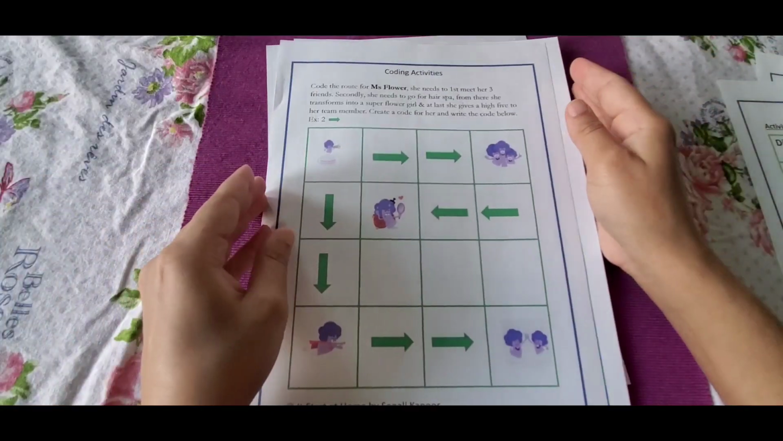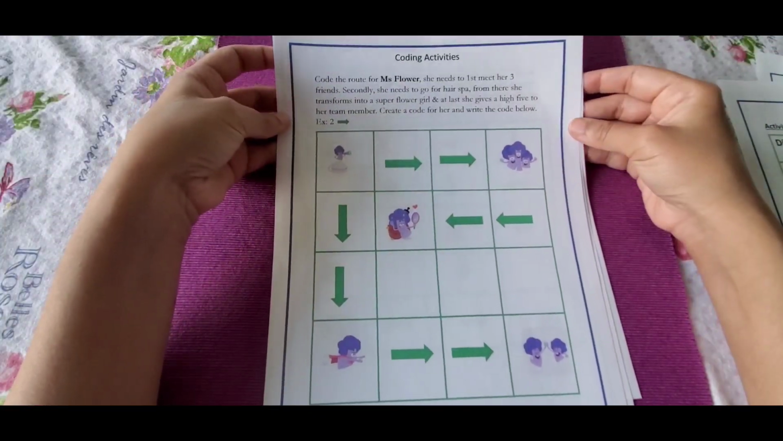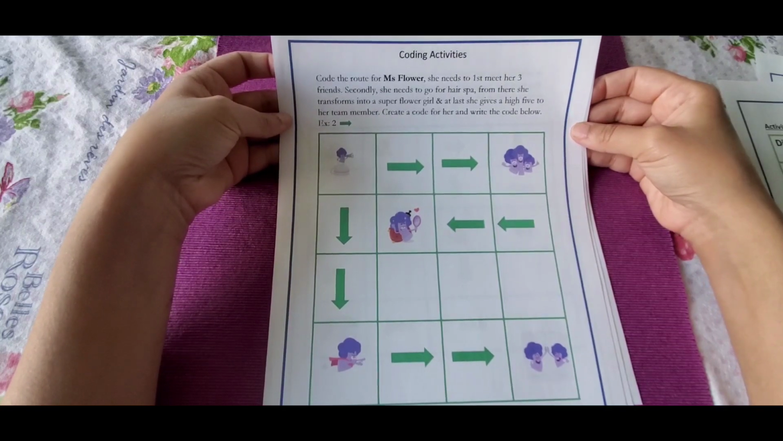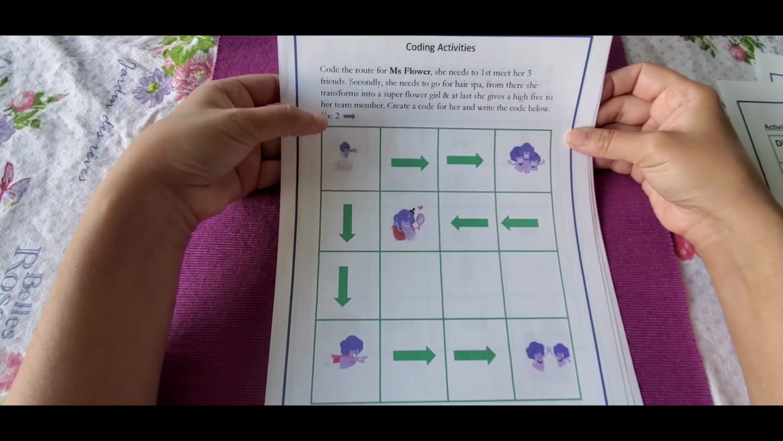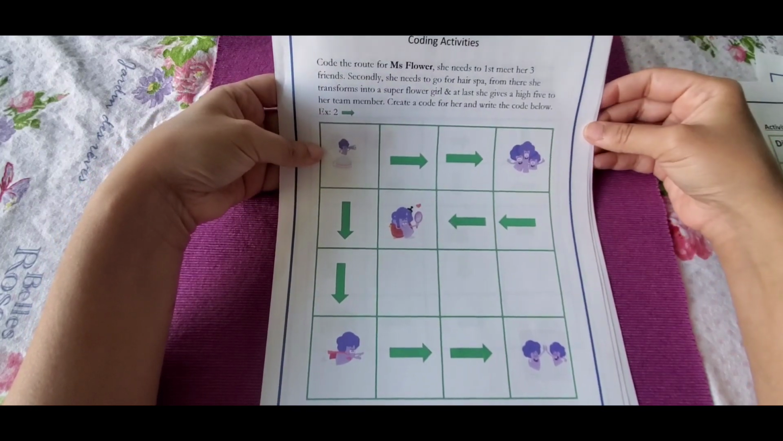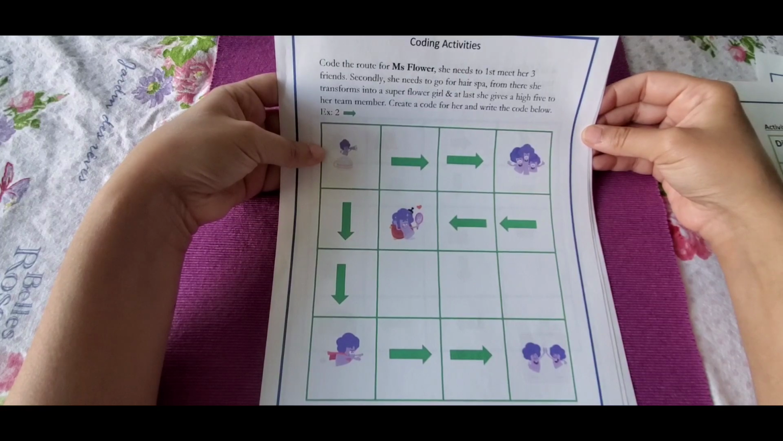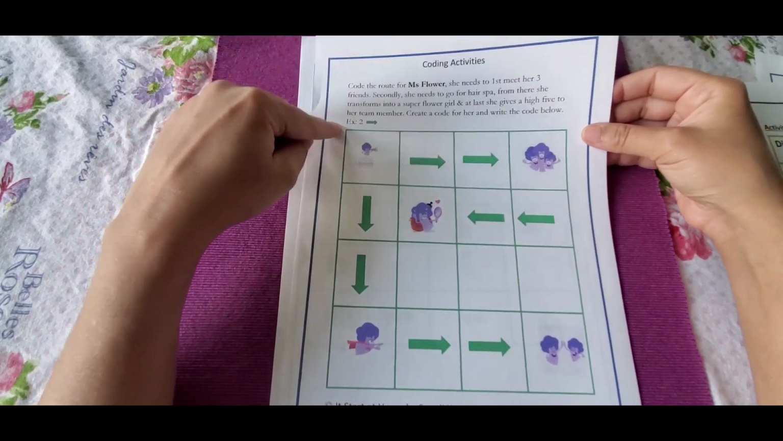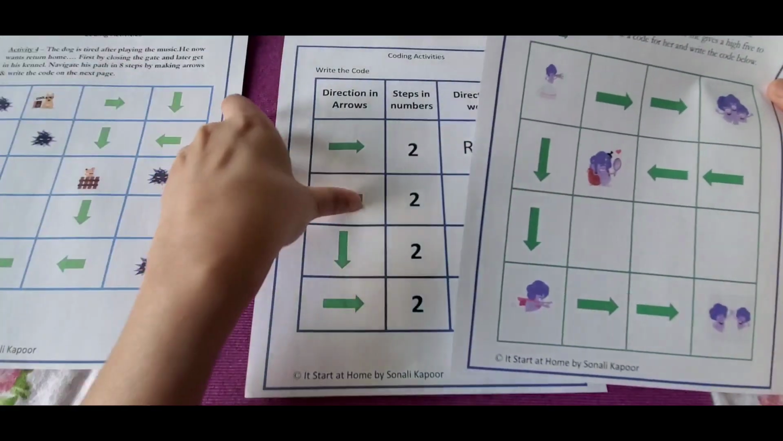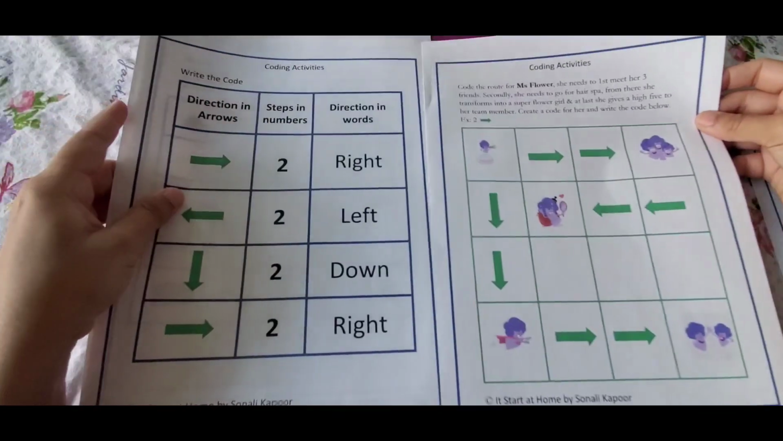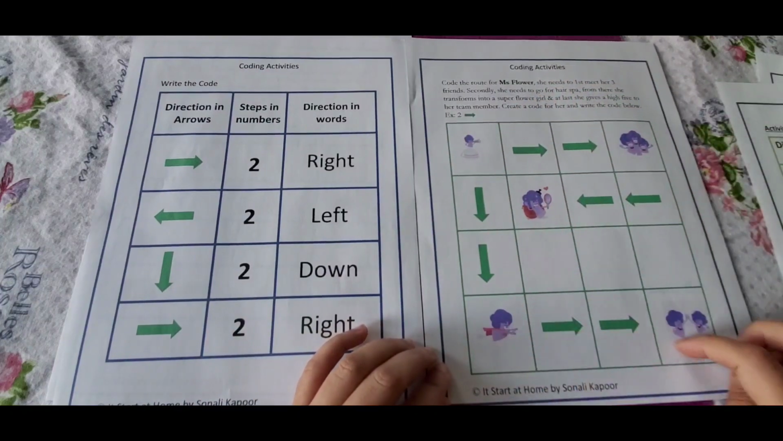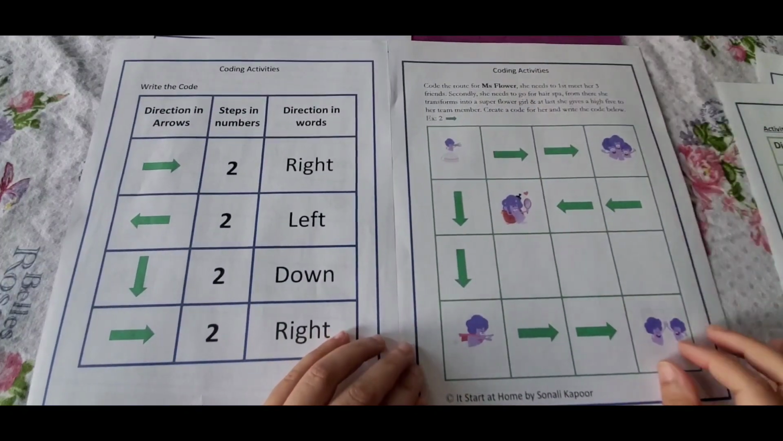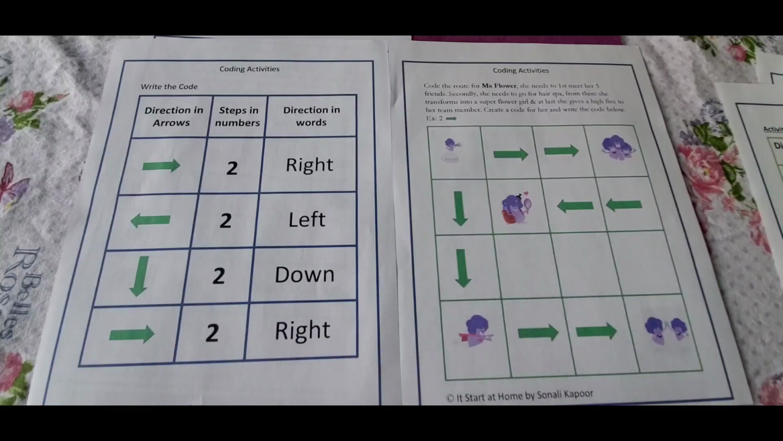Then the last activity that we have is: code the route for Miss Flower. She needs to first meet her 3 friends. Secondly, she needs to go to her hair spa, and then she transforms into a super flower girl. At last, she gives a high five to her team member. Create a code for her. Write the code below. Example 2, that's exactly the code that they need to write. And there are 1, 2, 3, 4, 5 stops for them to figure out. And there are no spikes here. This is just an ending activity for the kids to accomplish.